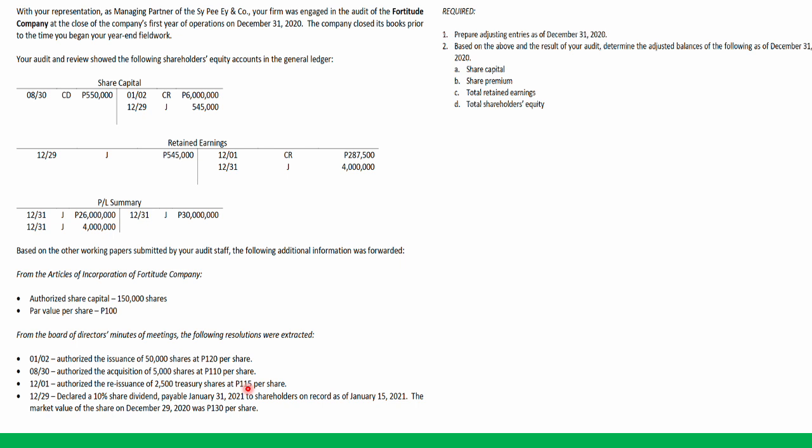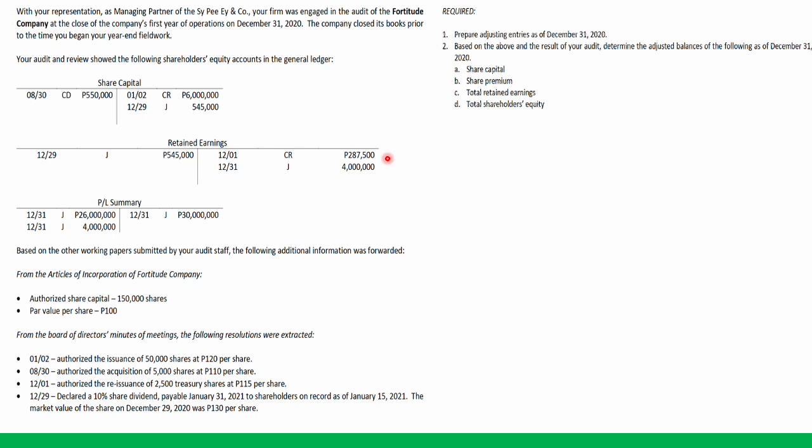So 2,500 times 115 per share. How much? 287,500. So that is why you can see there is a credit to retained earnings of 287,500 here. So therefore, the entry of the client was debit cash and credit RE 287,500. But is it correct to credit retained earnings when there is reissuance of treasury shares? No. The credit should have been where? Treasury shares. To the extent of cost.